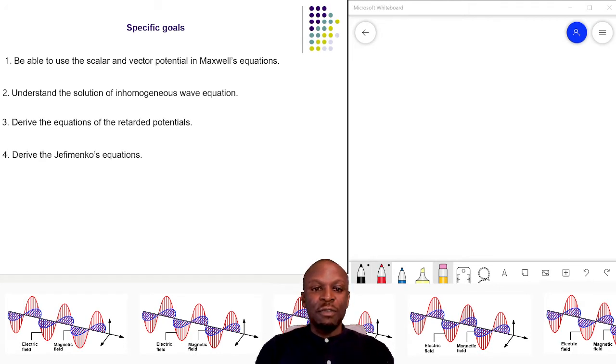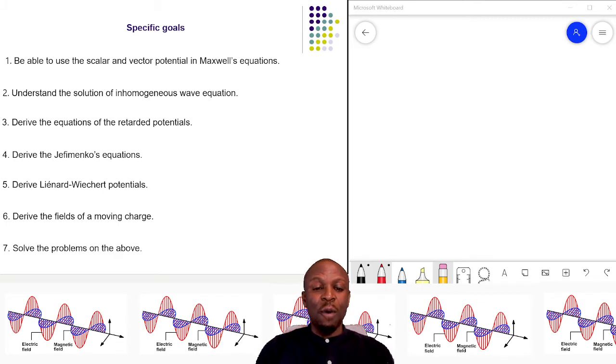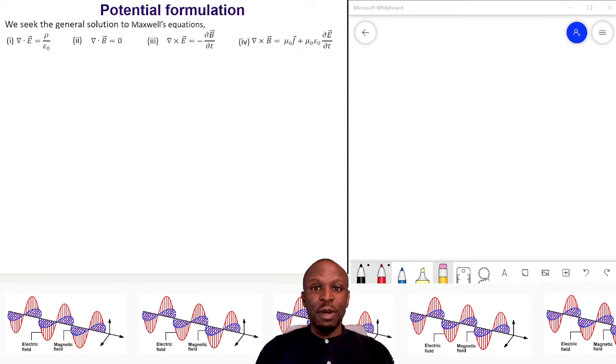You will also be in a position to derive Jefimenko's equations, and you will also be able to derive the Liénard-Wiechert potentials, which are nothing else but the potentials of a moving point charge. You will also be able to derive the fields of a moving charge. And from there, you are also going to be expected to solve problems on the above. Now, let us just start with the potential formulation.